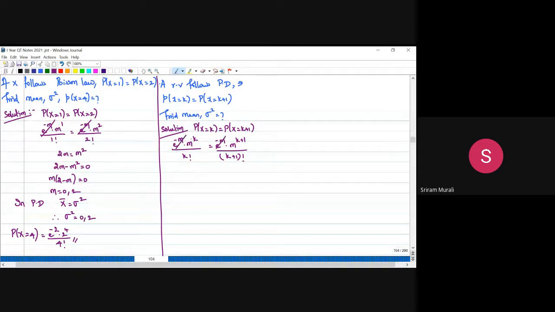E power minus m gets cancelled. M power k gets cancelled. So what is left? K factorial, keep it as it is. Highest k plus 1, m power 1 will be left. So m by k factorial into k plus 1. So k factorial gets cancelled. Therefore, m is equal to k plus 1. Therefore, variance is also equal to k plus 1, because mean is equal to variance.